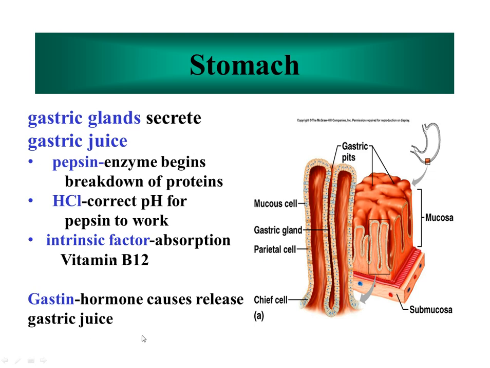Pepsinogen is a substance that activates the pepsin. Gastrin, here's another one of those hormones, is released. It is a hormone that causes the release of gastric juices. Okay, gastrin is a hormone that causes the release of gastric juices.